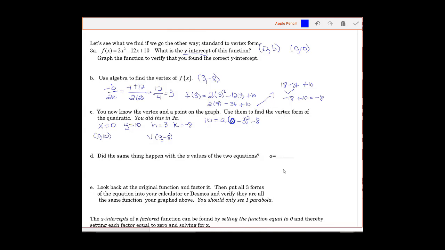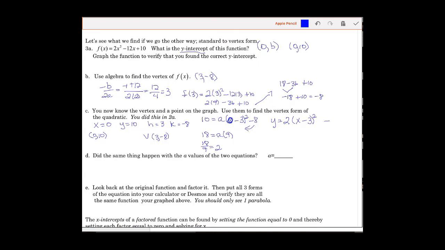If I add the 8 to the other side, I'll have 18 is equal to a times negative 3 squared, which is just going to be 9. And if I divide, 18 divided by 9 is equal to 2. So I should have my equation to be y is equal to 2 times x minus 3, since my vertex x was positive, minus the 8. And I asked, did the same thing happen to the a values? Yes, they were both 2.